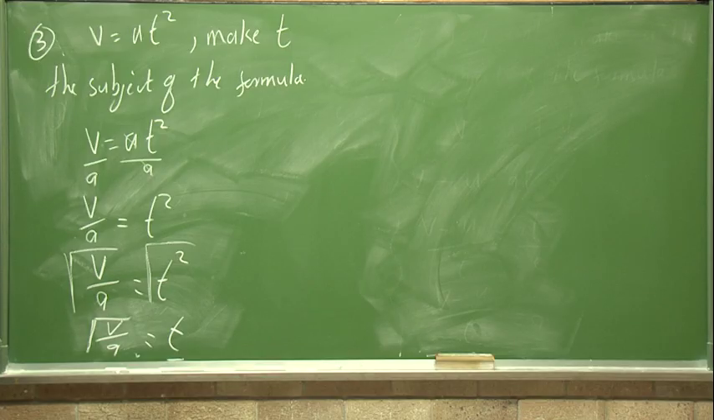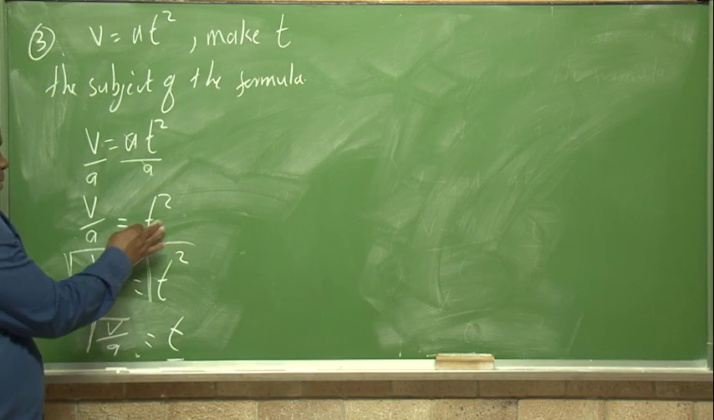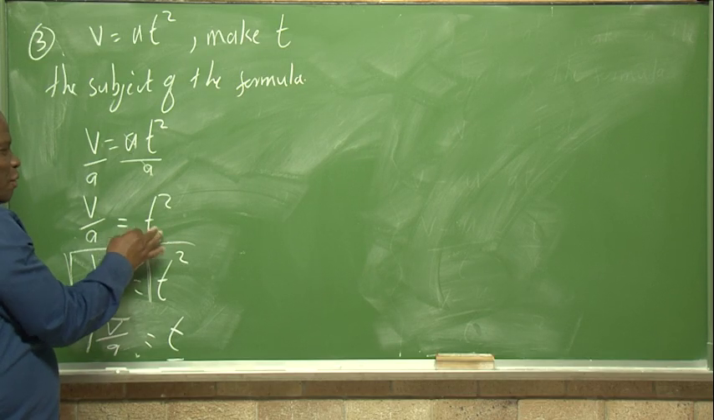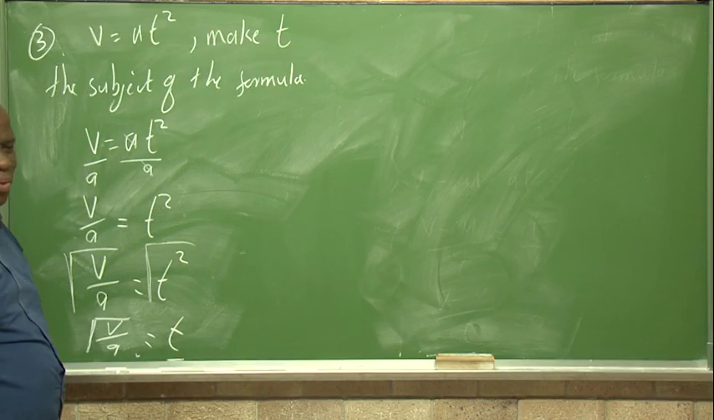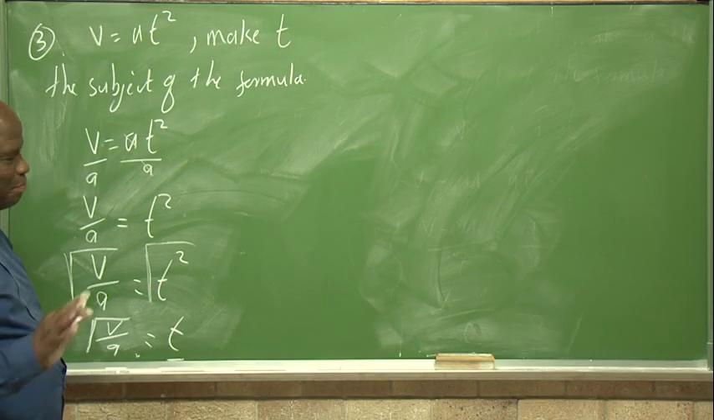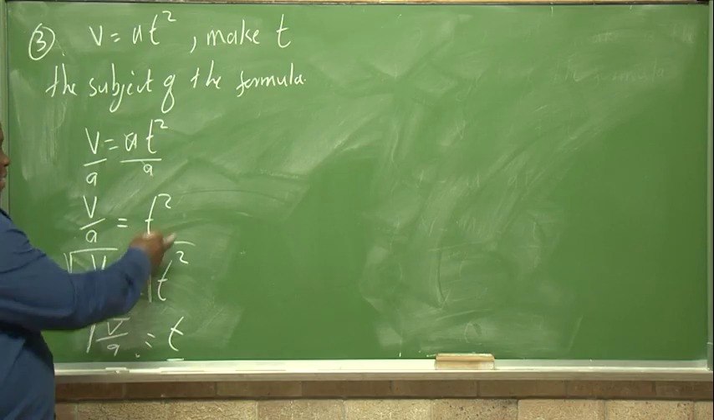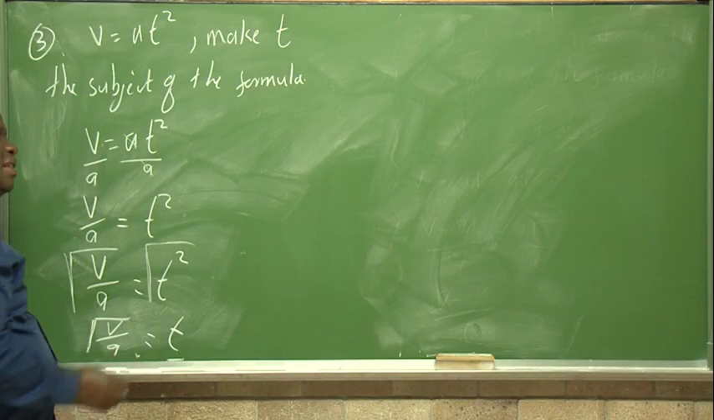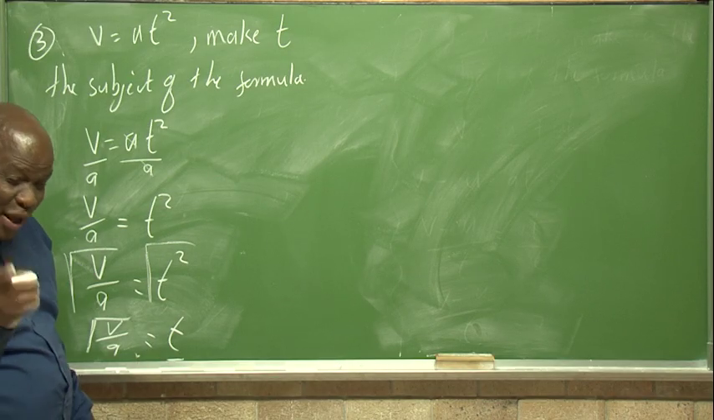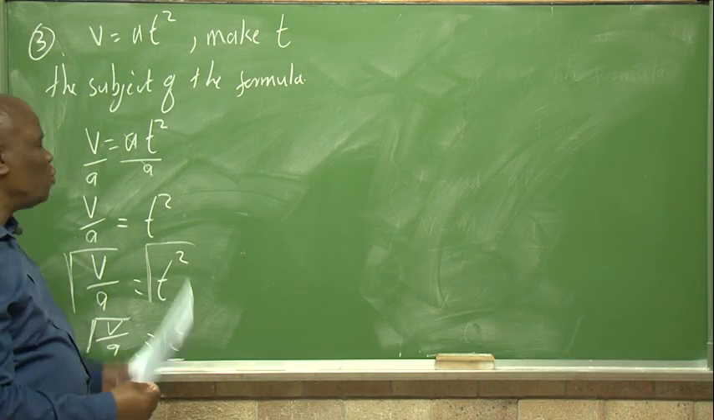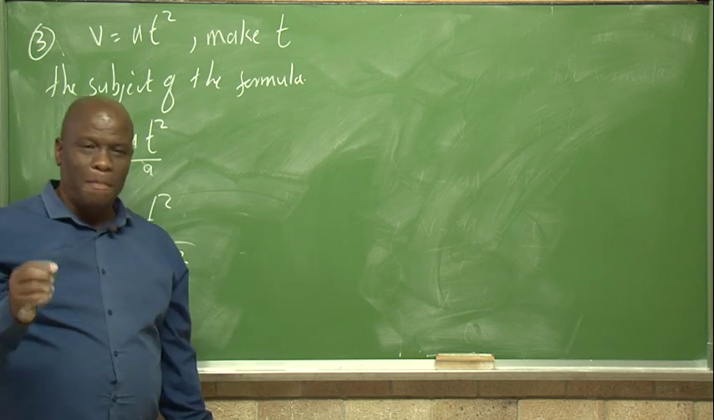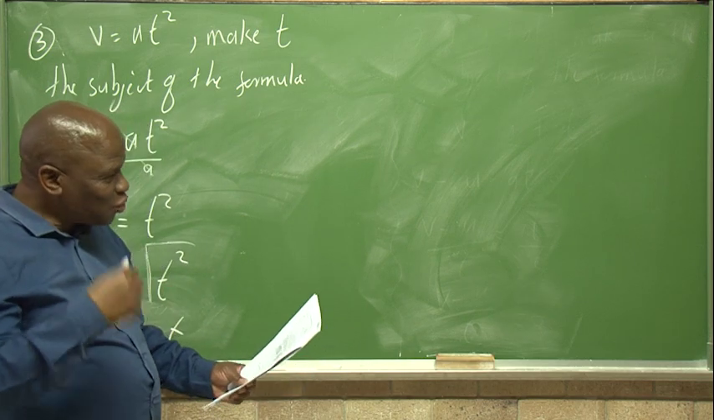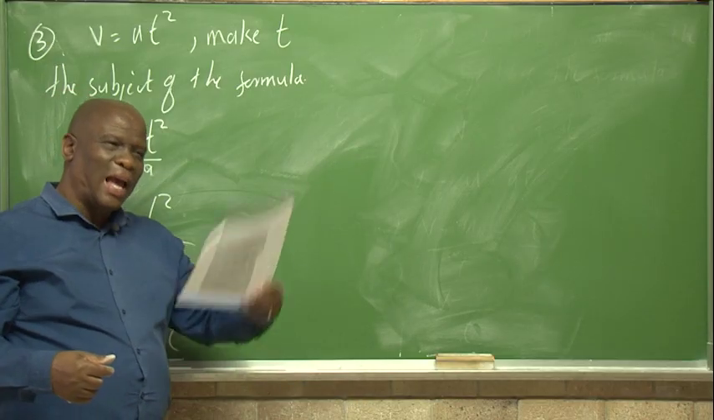I hope we are following the difference. How is this one different from the previous ones? Because the term that we wanted to make the subject of the formula has exponent 2. In the other two examples that we did, the exponent of the variable that you wanted to solve for was 1. But in this case, the exponent is 2. So once you have exponent 2 to eliminate, you introduce a square root. If you have a term with a square root, you will then introduce a square.